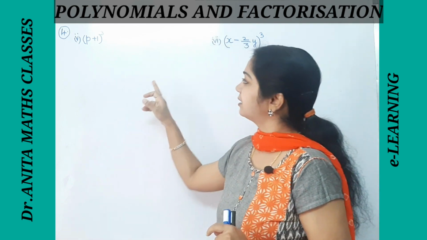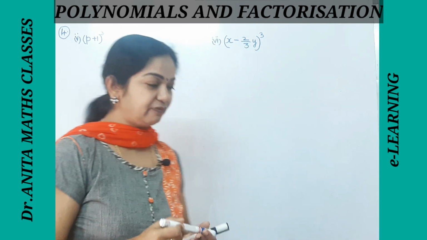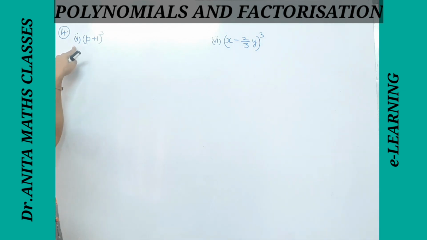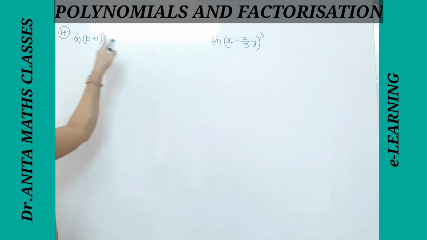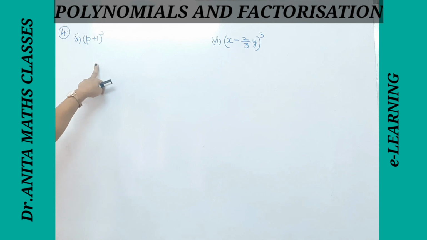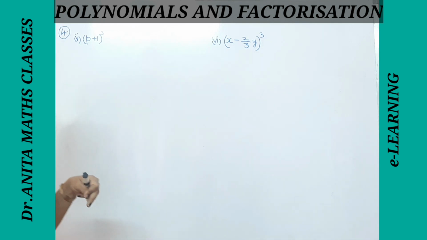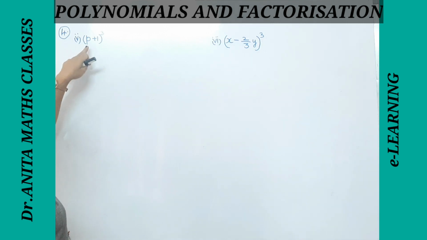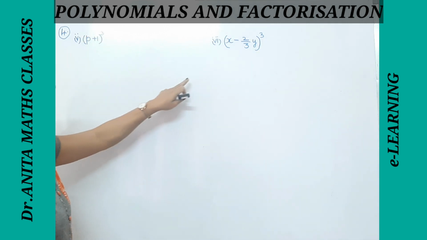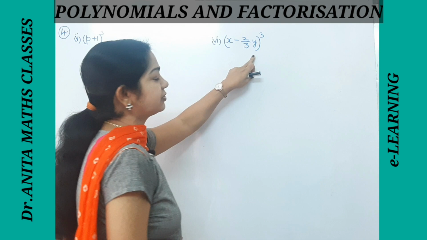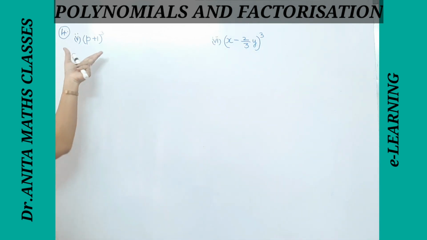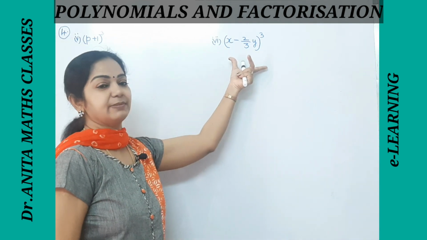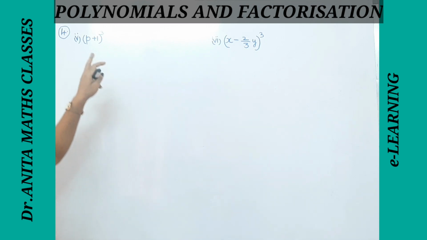Now in the continuation I'll be telling you the fifth bit here. Now the question is, expand the following using suitable identities. The same question which we have dealt with in the previous session also. In that, the fifth bit, given p plus 1 whole cube and x minus 2 upon 3y whole cube. This is clearly giving us a picture of the a minus b and a plus b whole cube formula. Now let us apply that suitable identity.